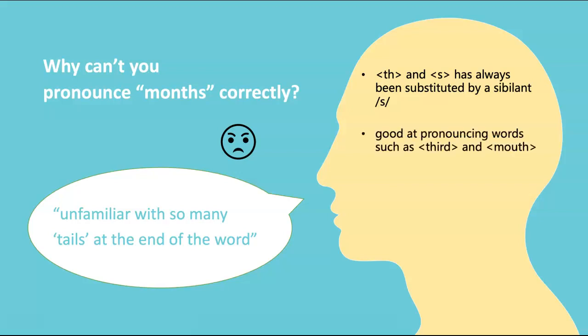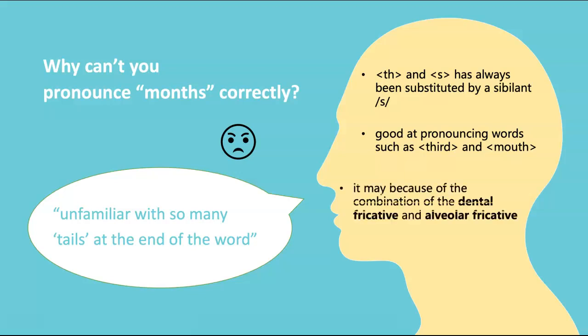At first, I asked them to practice the voiceless dental fricative th, since I thought there is no similar pronunciation of this consonant in their L1. However, students are good at words such as "third" and "mouth." At that time, I realized it may be because of the combination of the dental fricative and alveolar fricative. Till now, I have known the exact concept of the syllable final consonants. It will be better for me to solve learners' coda problems.